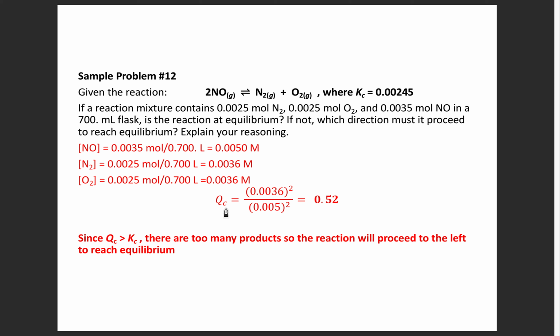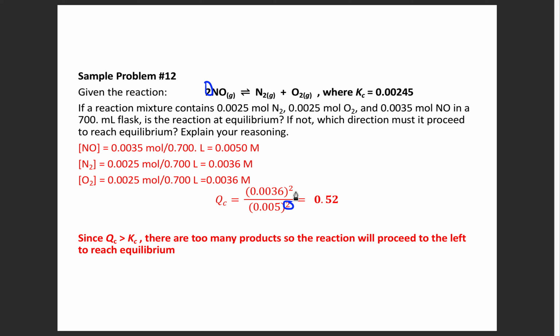Then we're just going to set everything up like we normally do. But again, we're not using K because we don't know if it's at equilibrium or not. So we can't use K, we're going to use Q. You set it up the same way, products over reactants. Since we have nitrogen monoxide on the reactant side with a 2 as a coefficient, we square here.